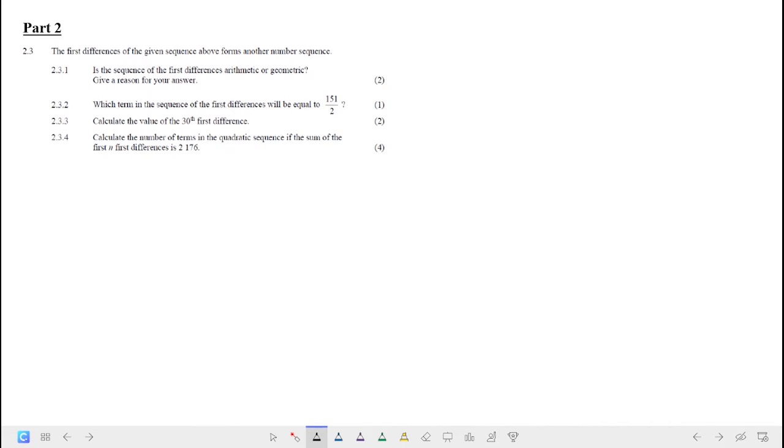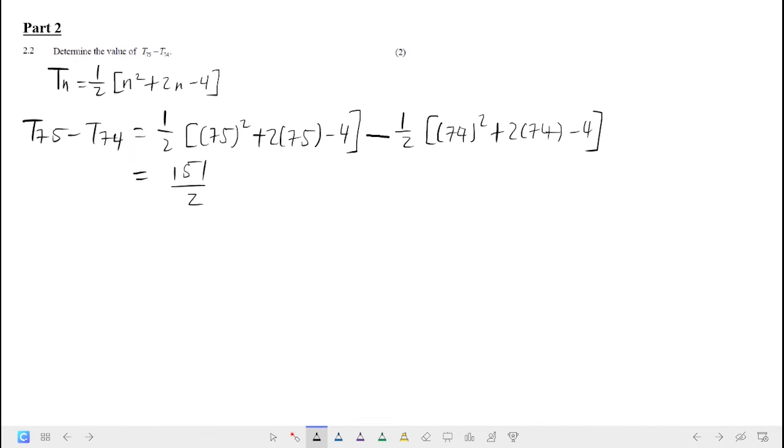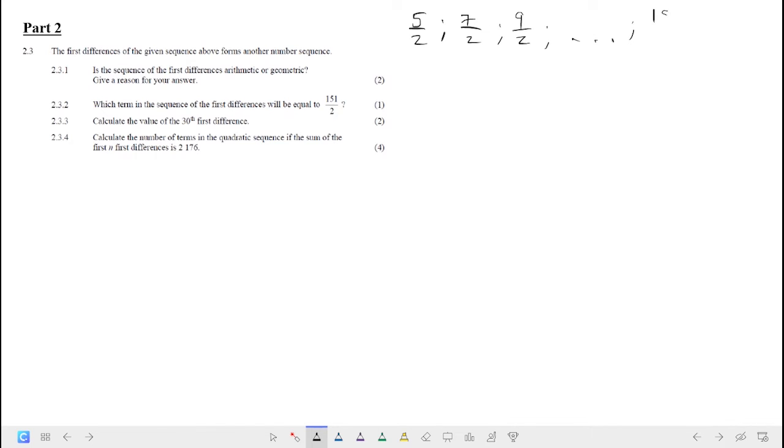Now 2.3 says the first differences of the given sequence above form another sequence. Okay, now let's write that sequence: 5 over 2, 7 over 2, and 9 over 2. And then as you can see already, remember in the previous question we just calculated 151 over 2, so we're also going to write that as a difference, but we're not going to write the term position for the number. We just know that it's 151 over 2.